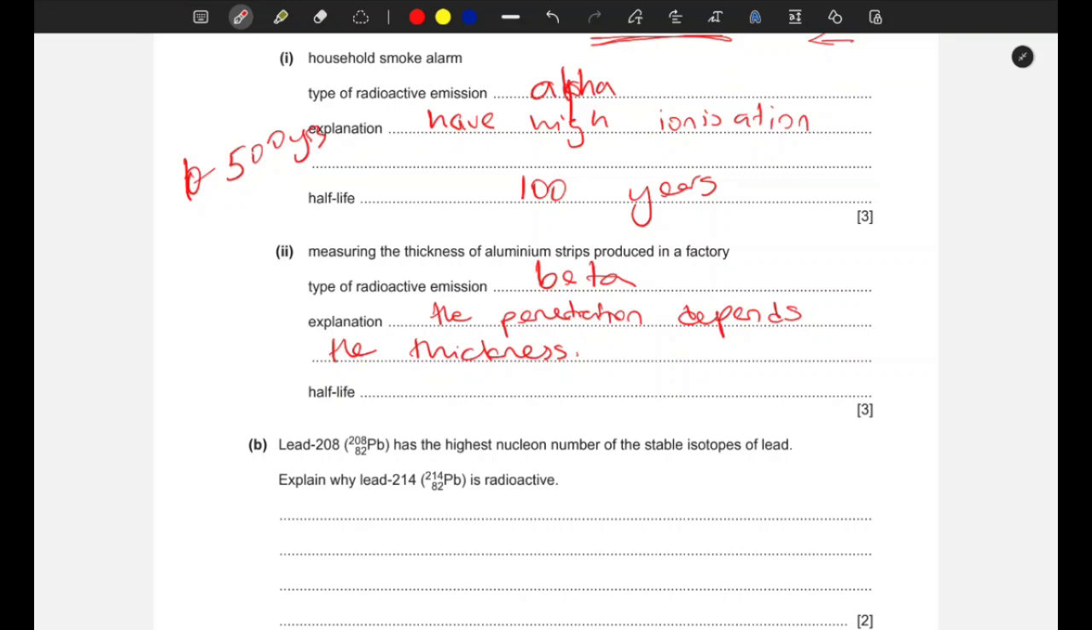And the half-life of the particles could be any number of years. So we can also say 100 years for this one. The mark scheme for this one says it should be any number of years. Because a beta particle is a high-speed electron.